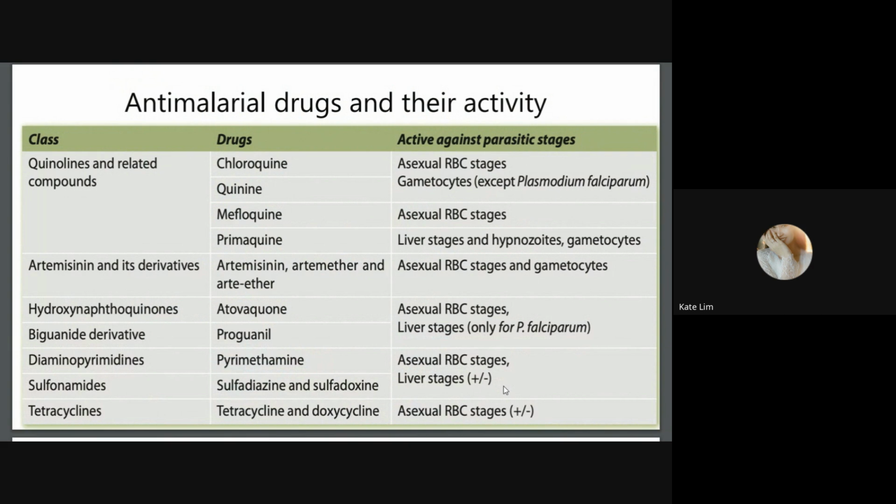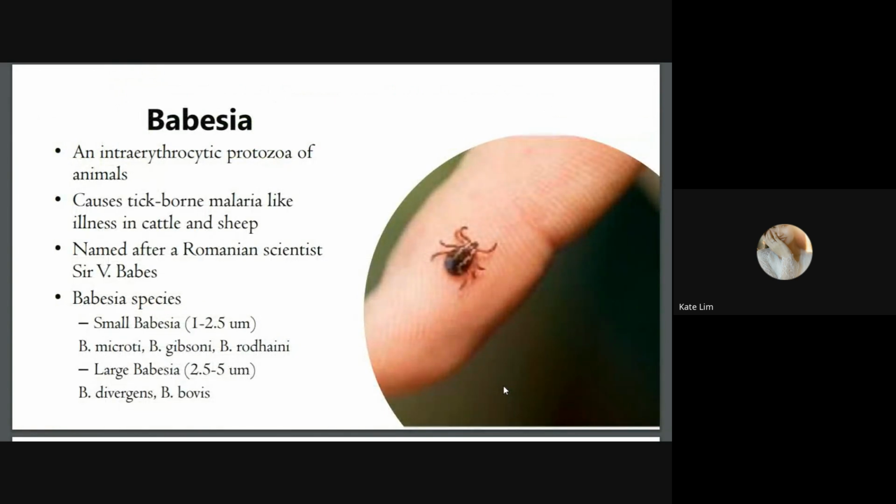And then you need to outsmart your Plasmodium species. Okay? So that actually ends our malaria lecture. So I will be ending my lecture here, and I will be proceeding to another species, and that would be your Babesia species. This would be a very, very quick lecture.